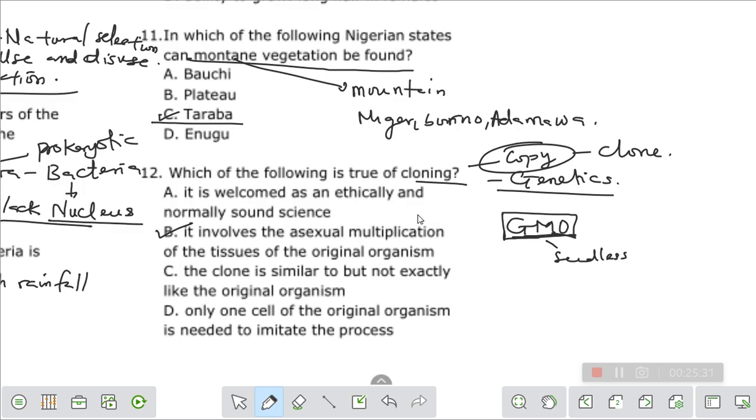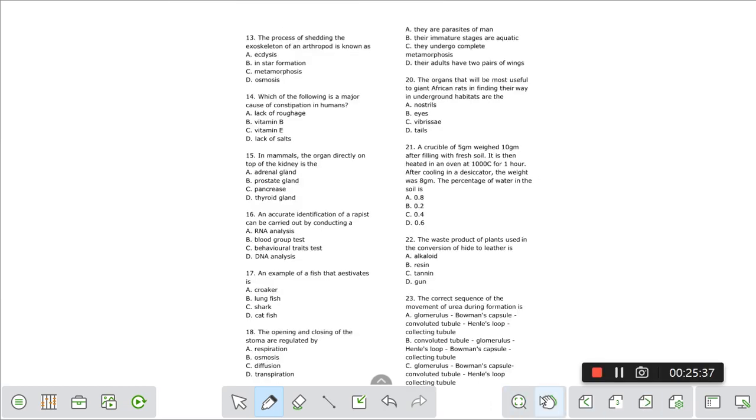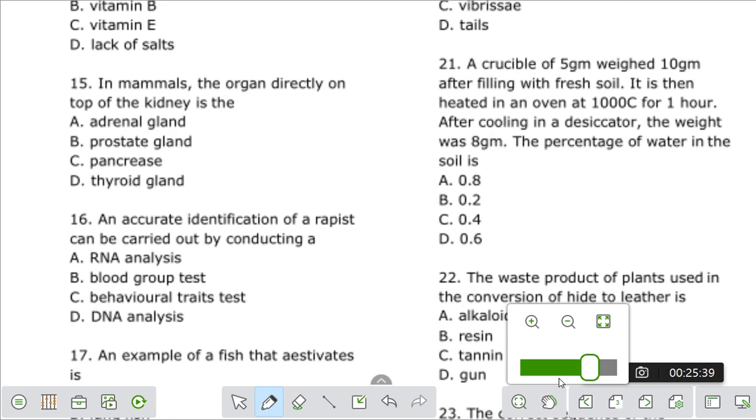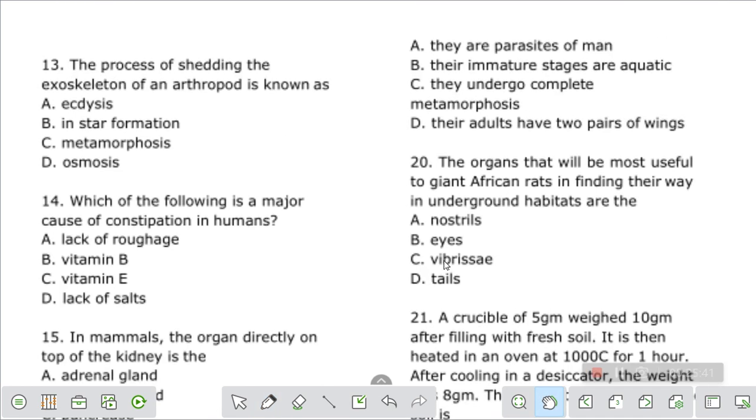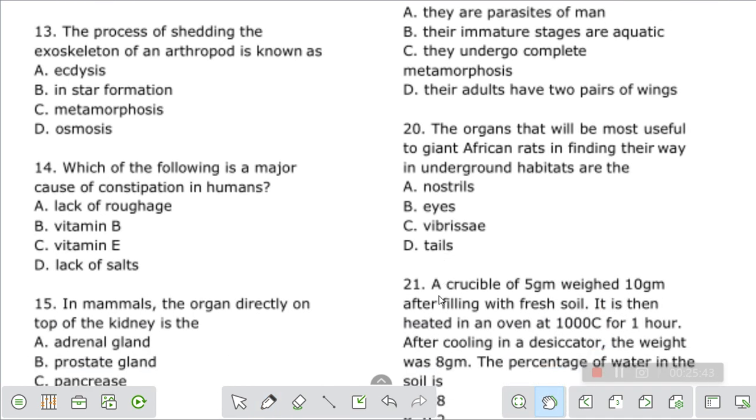The process of shedding the exoskeleton of an arthropod is known as, I told you arthropods are all those we have: the arachnida, the myriapoda, the insecta. When I was teaching you on skeleton, I said the process insects use in shedding their skeleton is called what? Exostasis. So that's the answer.